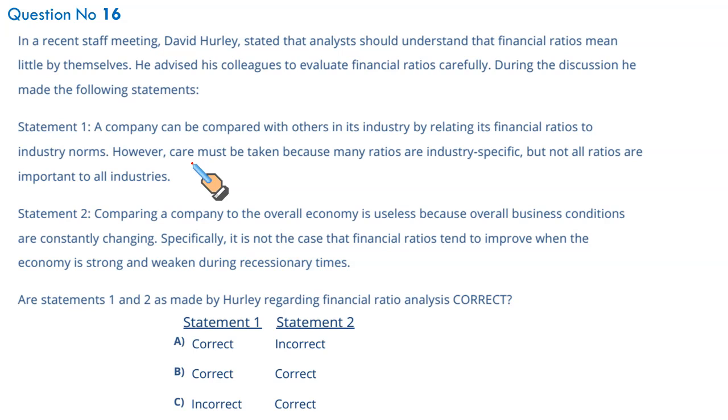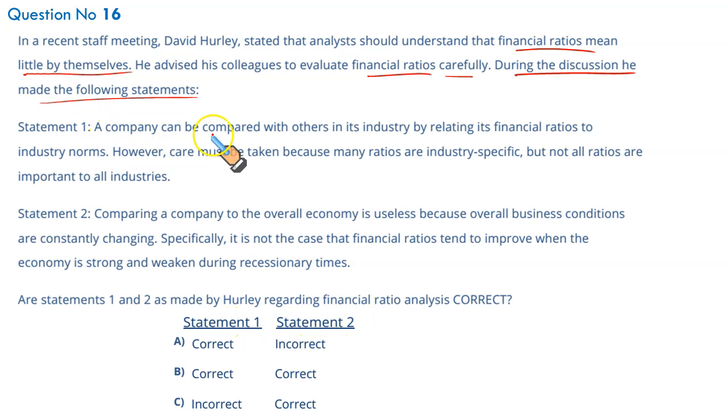Next, which of these statements are correct or incorrect? In a recent staff meeting, David Hurley stated that analysts should understand that financial ratios mean little by themselves. Financial ratios themselves do not mean anything unless they are compared with something. He's right. He advised his colleagues to evaluate financial ratios carefully. During the discussion, he made the following statements, and we need to see which of these statements are correct.